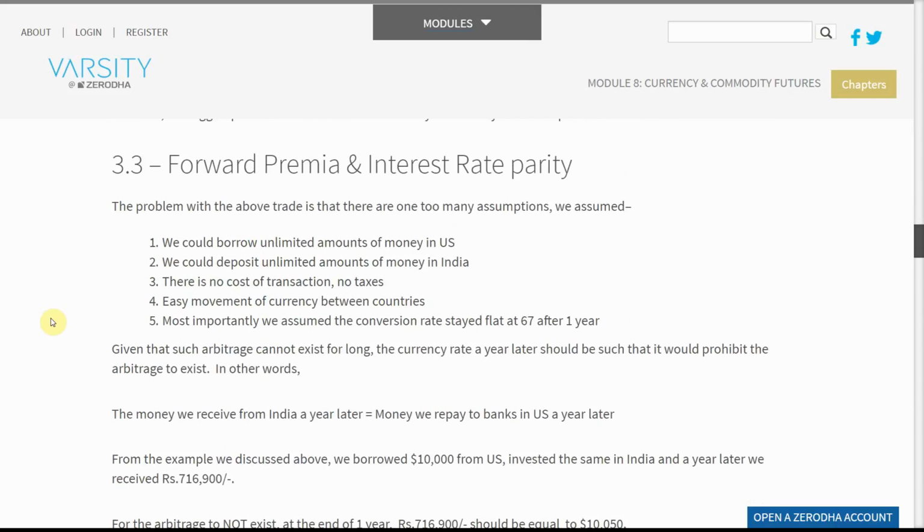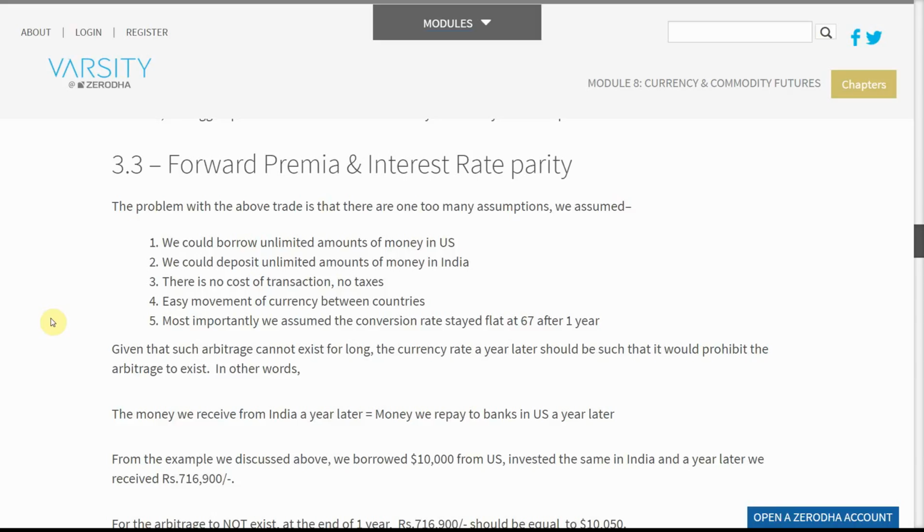3.3 Forward premia and interest rate parity. The problem with the above trade is that there are one too many assumptions. We assumed we could borrow unlimited amounts of money in the US. We could deposit unlimited amounts of money in India. There is no cost of transaction, no taxes, easy movement of currency between countries. Most importantly, we assumed the conversion rate stayed flat at 67 after 1 year.